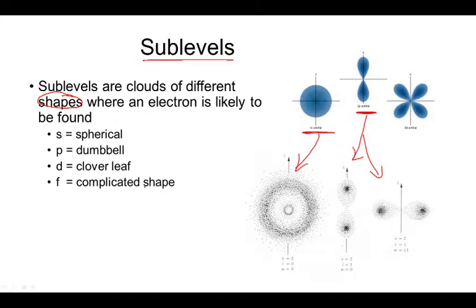So remember, you do need to know what these shapes are. You need to be able to memorize these. You should know that s's are spherical, p's are dumbbells, d's are cloverleafs, and f's are complicated.